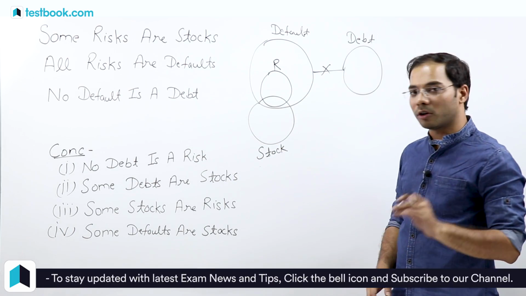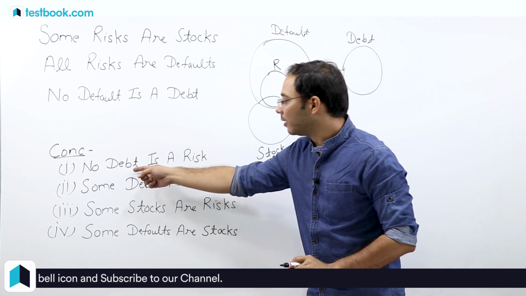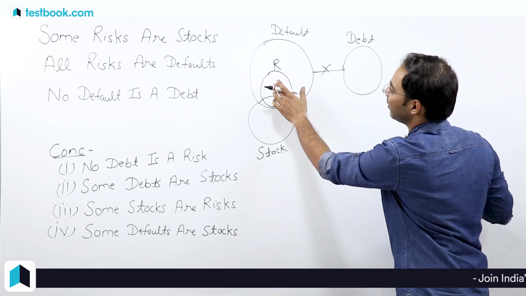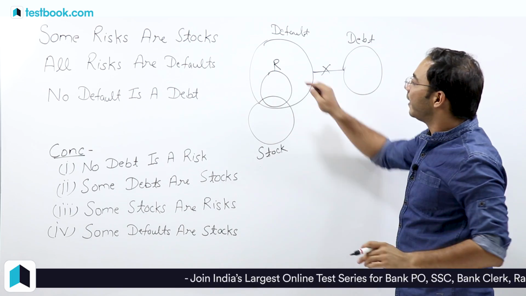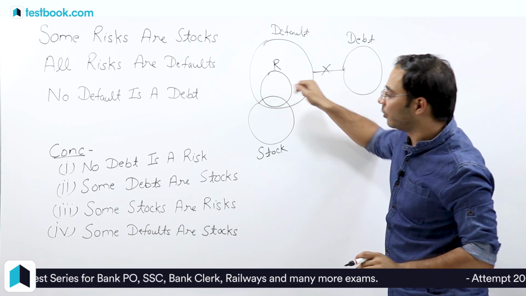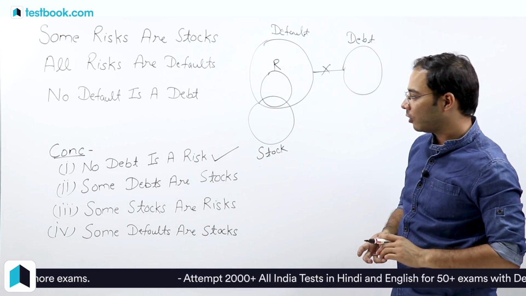Now let's move to the conclusion and check whether our conclusions are correct or not. First one is no debt is a risk. Now this is debt and this is risk. All the risks are inside the default, and if default is not related to debt, then risk will also not be related to debt. So this will be your correct conclusion.